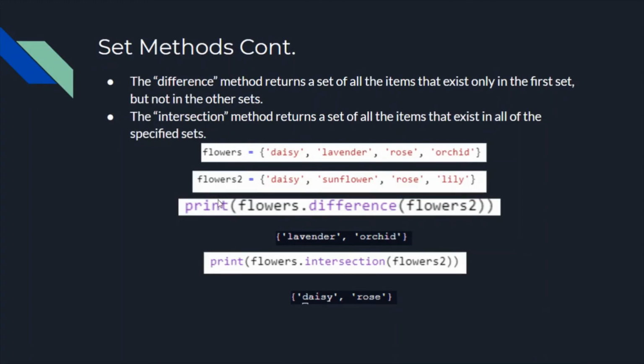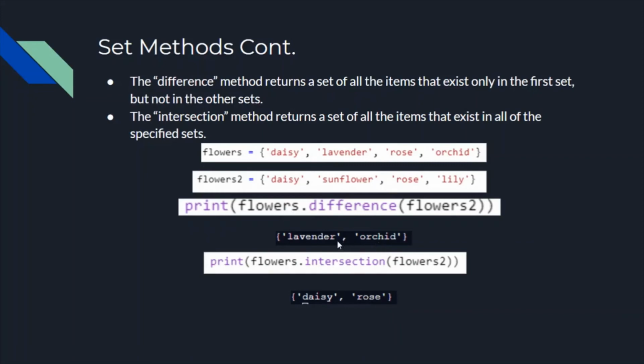In this example, we are printing out the resulting set of flowers.difference(flowers2). So flowers is the first set and flowers2 is the second set, which is inside the parentheses. What this will do is return all the items that exist only in this flowers set. When we run this code, we get the set lavender and orchid.